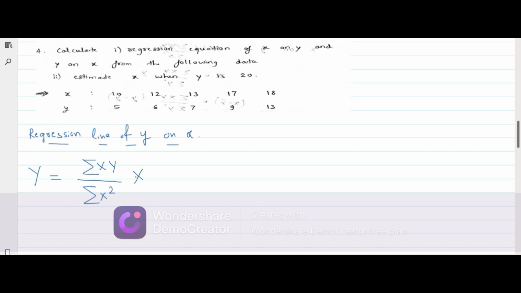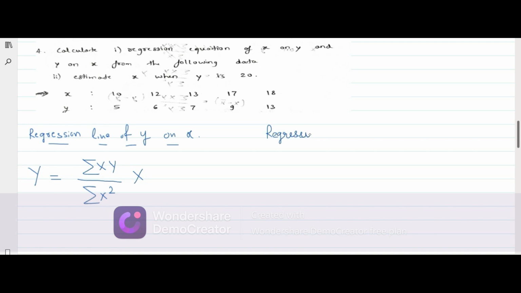Okay, so we have the regression line of y on x, right? So what is the formula? That is y equals summation of x into y divided by summation of x square into x, right?